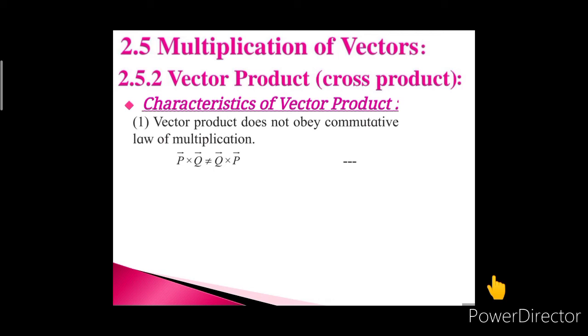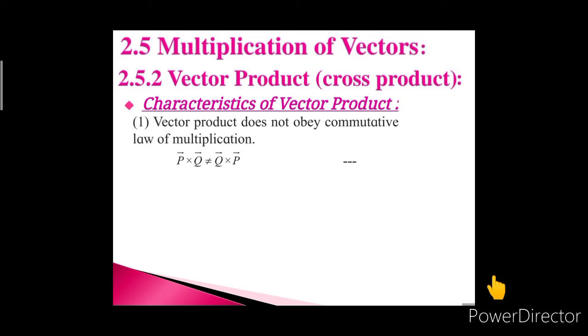we say that is not equal to vector Q cross vector P, because vector P cross vector Q gives a direction which is not the same as the direction given by vector Q cross vector P. For example, when vector P is multiplied with vector Q, the resultant will be directed in the upward side, but when vector Q is multiplied with vector P, the resultant will be directed in the downward side.